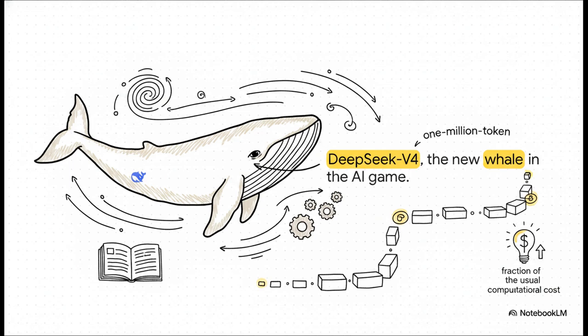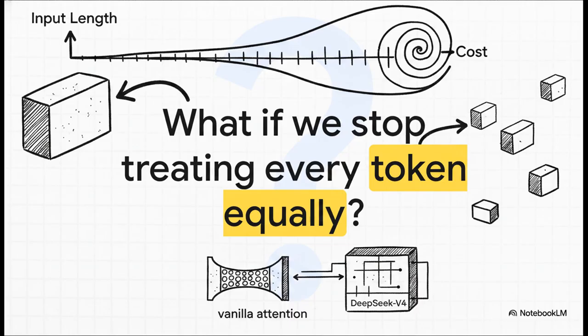DeepSeek, the team with the iconic whale logo, is undeniably becoming a massive player in the AI game. And what makes this particular release so incredibly exciting, and frankly, why people are calling it one of the biggest updates since GPT-4, is the sheer scale. They are offering a massive 1 million token context window with top-tier performance on reasoning and coding, and they're doing all of this at an absolute fraction of the usual computational cost. So how exactly did they pull this off?